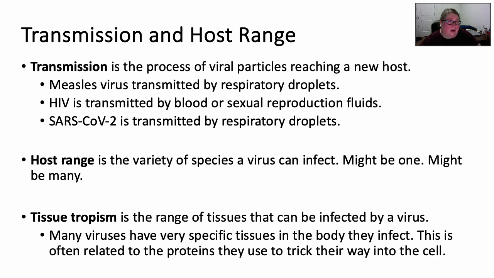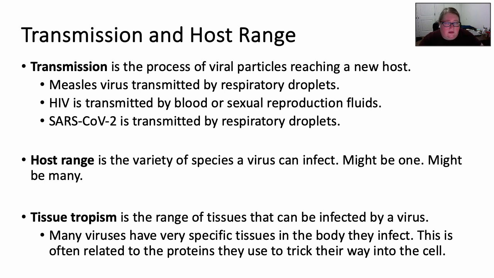Now, transmission is the process of spreading viral particles, so helping viral particles get to a new host. Different viruses are going to be transmitted in different ways. We have HIV that's transmitted by blood or sexual reproduction fluids. We have viruses like the measles virus and the COVID-19 virus that are transmitted by respiratory droplets in the air that get inhaled. And one of the reasons why they have very specific transmission processes is because they have what is called tissue tropism. Tissue tropism is the range of tissues that a virus can infect. Okay, so where can that infection take place in your body?